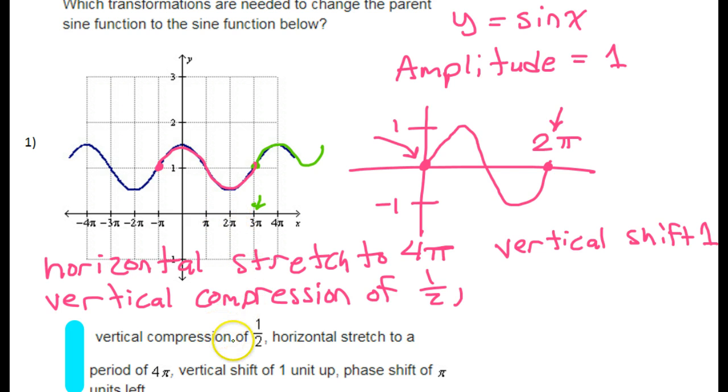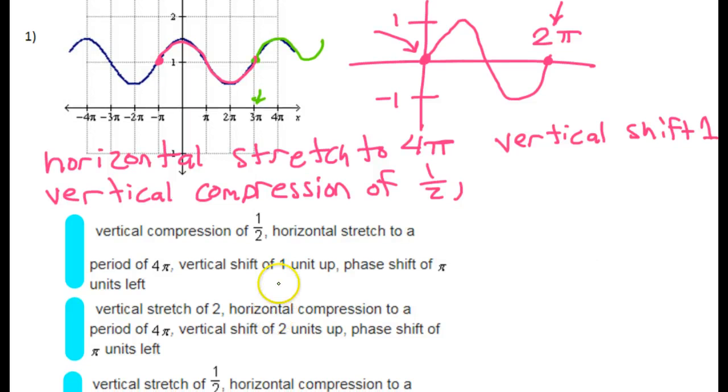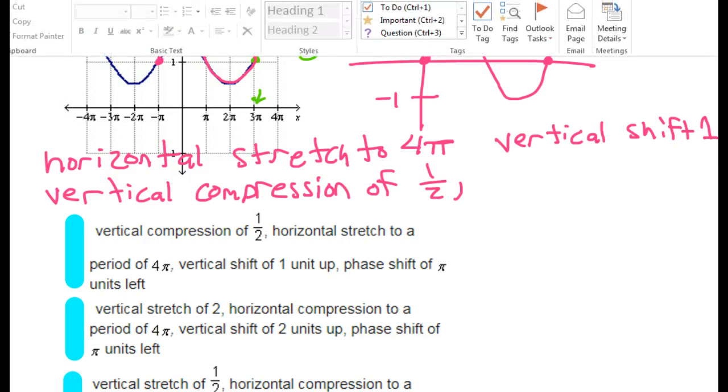And in fact, because there are so many different answers for phase shift, I'm going to see how many of these answers I can rule out based on what we've already said. So let's see if we can get the answer just from the three things I said first. Vertical compression of 1/2. Okay, that's good so far. Horizontal stretch to a period of 4 pi. Okay, we had that. Vertical shift up 1. We have that. Okay, now phase shift of pi units left. Well, that even matches what I said there at the end. So this first one is definitely going to be the answer.